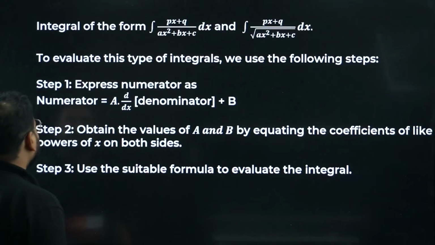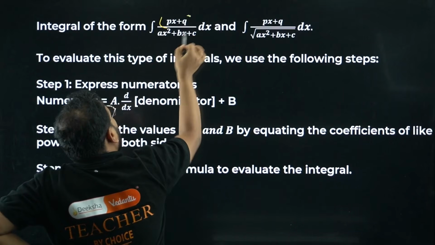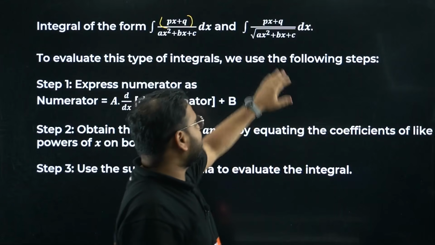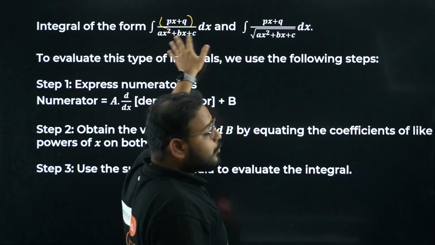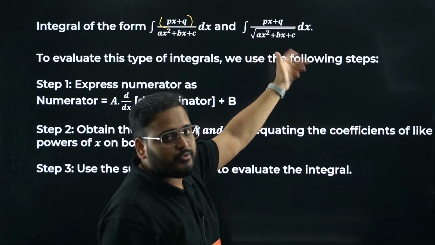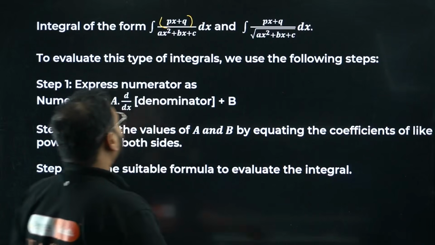But next one, you'll have to put some effort. Whenever you have a linear term given in the numerator and a quadratic term given in the denominator, whether with the root or without the root, the approach remains same. If you have it with the root part, you'll have a different particular function to use. If you have it without root, you have to use a different particular function. But over here the approach will be same.